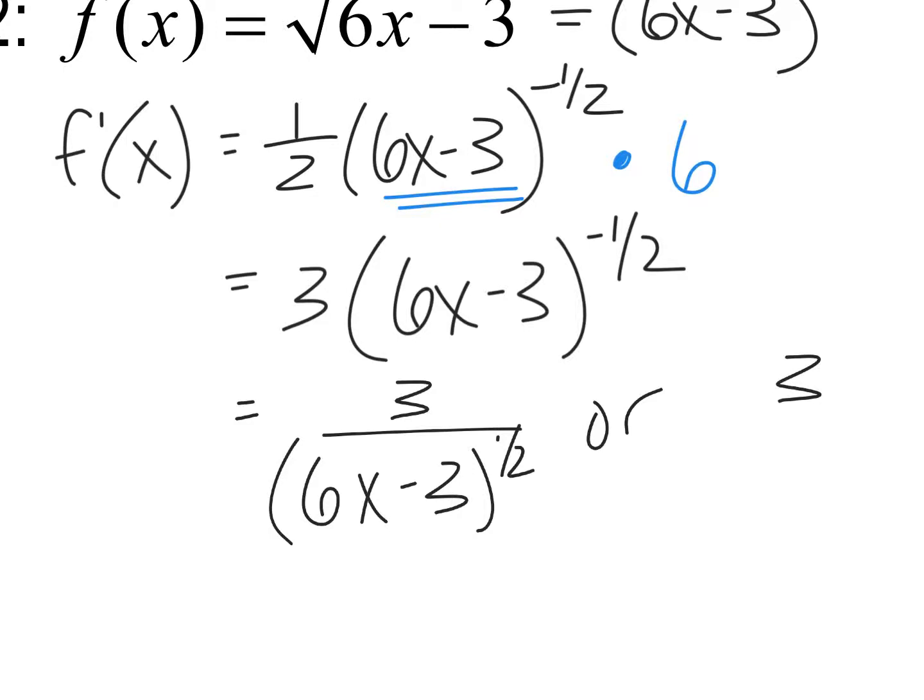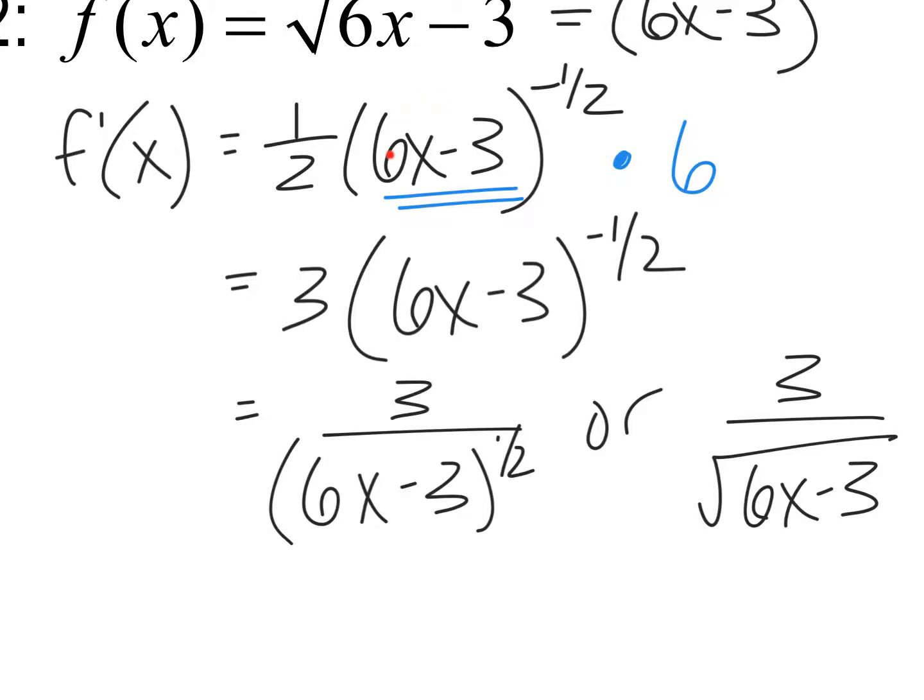Or you could write it as 3 square root of 6x minus 3. Same thing. But let's not leave a negative exponent in our answer, okay? So how did I get this 6 again? This is the chain rule, and so if you just look at the derivative of the inside here, the 6x minus 3, remember how this x has an exponent of 1 on it?